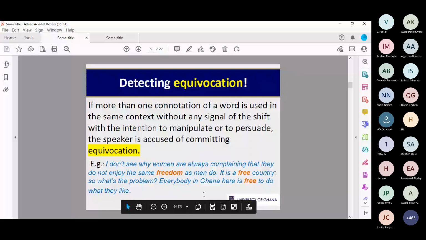I don't see why women are always saying that they do not have the same freedom, as it's a free country. So what's the problem? Women in Ghana here are free to do what they like.